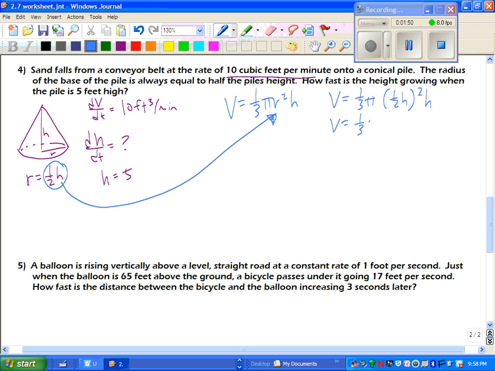So the volume equals 1/3 pi times 1/4 h squared times h. You may not need to show that step, but we end up getting 1/12 pi times h cubed. That's our formula that deals with volume and height. We want to take the derivative of that. So dv dt equals 1/12 pi. Remember, that's just a constant, so it stays out in front, times the derivative of this, which is 3h squared dh dt.